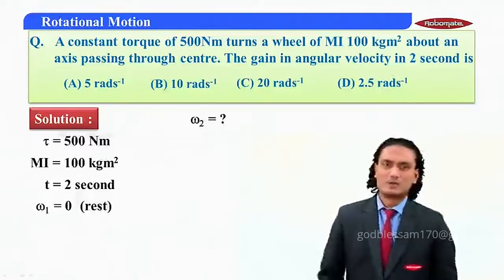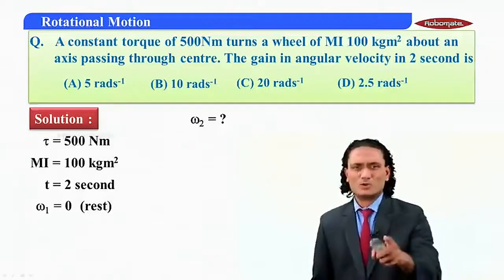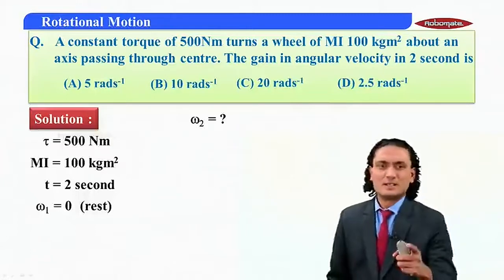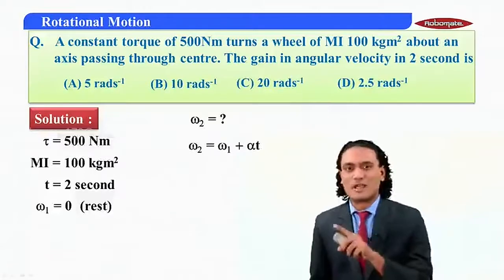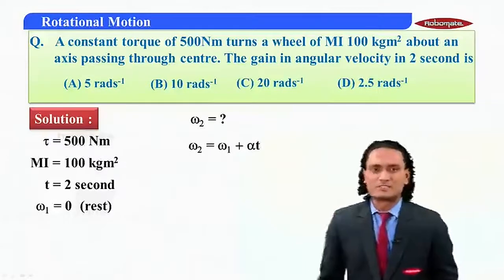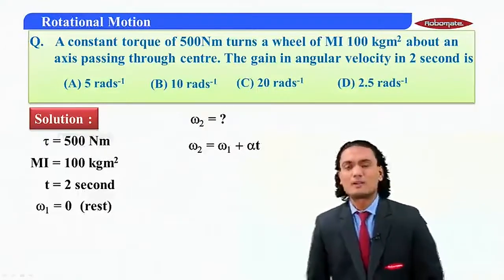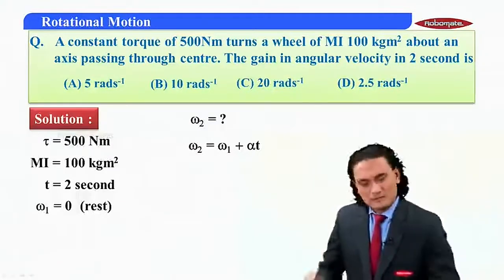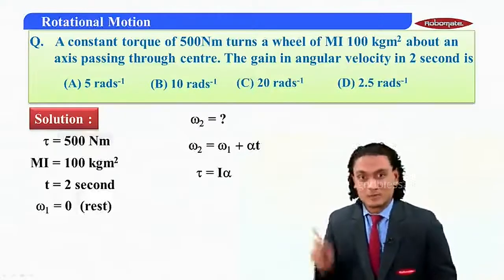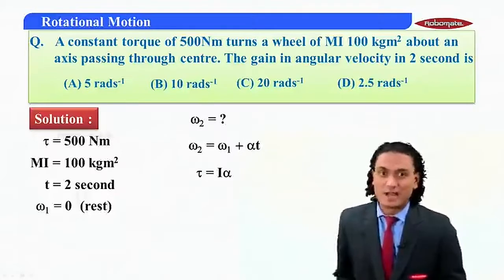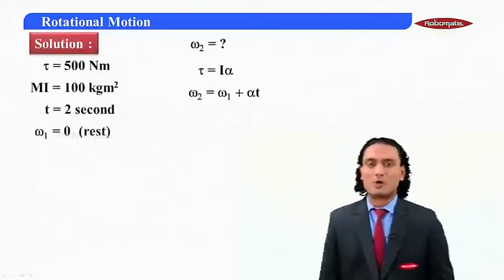Now, how to find out omega 2? Which formula? Rotational kinematics. Omega 2 is omega 1 plus alpha t. I can use this. Now hold on, alpha is not there. So how to find out alpha? Torque. We know the formula for torque. Torque is I alpha. From this I can find out alpha. If I find out alpha, then I can find out omega 2. Fine. So now let us move on to the calculation part.